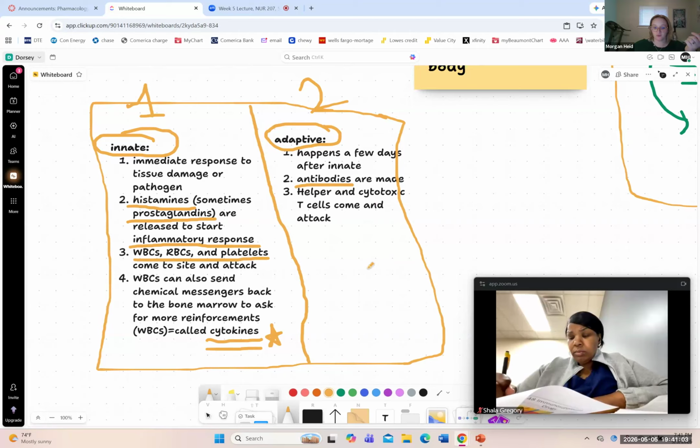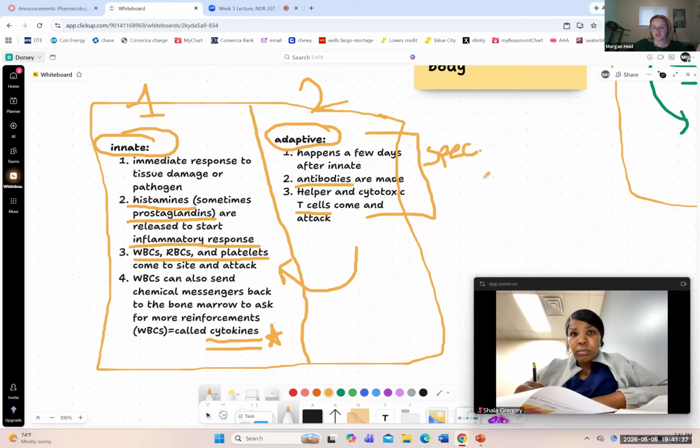We want my antibodies to help with the innate. So ideally, they would come in and help on the tail end, when the innate is kind of finishing up. And then we also have my T cells, my helper and my cytotoxic, which come to the site as well. These ones are delayed because they have to get made for that specific pathogen.